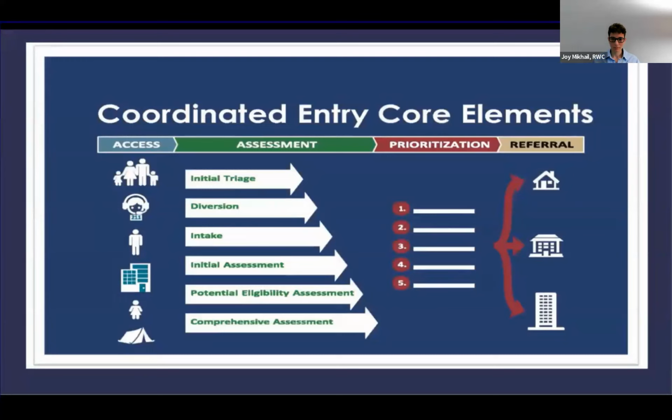I want to mention this. The coordinated entry process should never be a barrier to accessing services. So that's why it's very important that you contact your coordinated entry lead agency to see how you can get a client screened for services. And that would also include non-citizens.